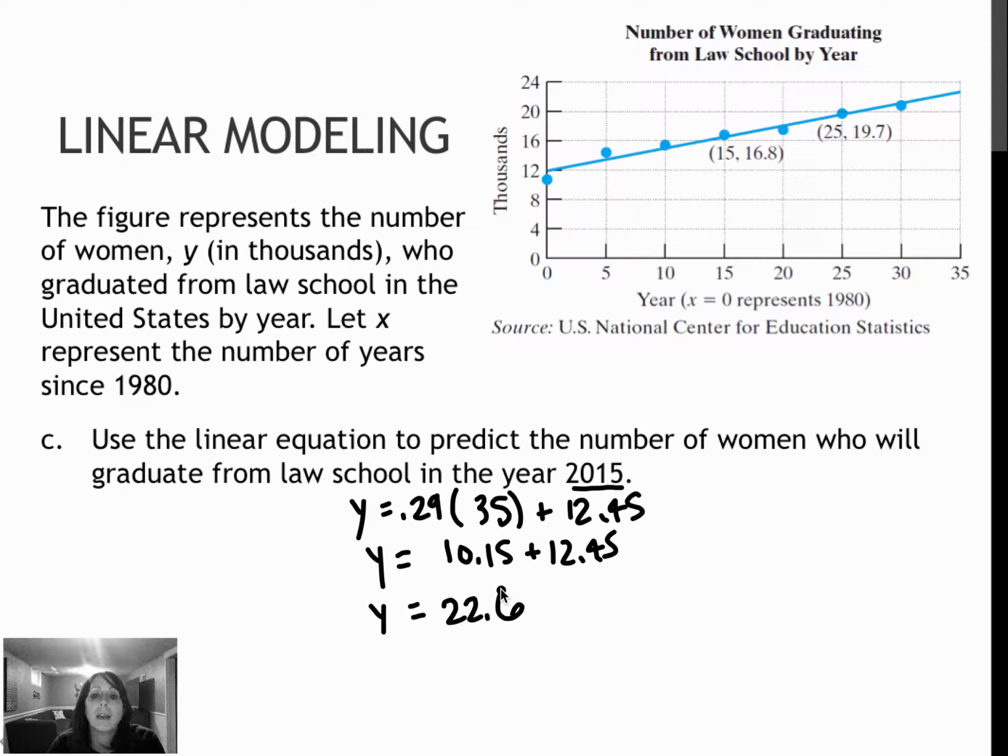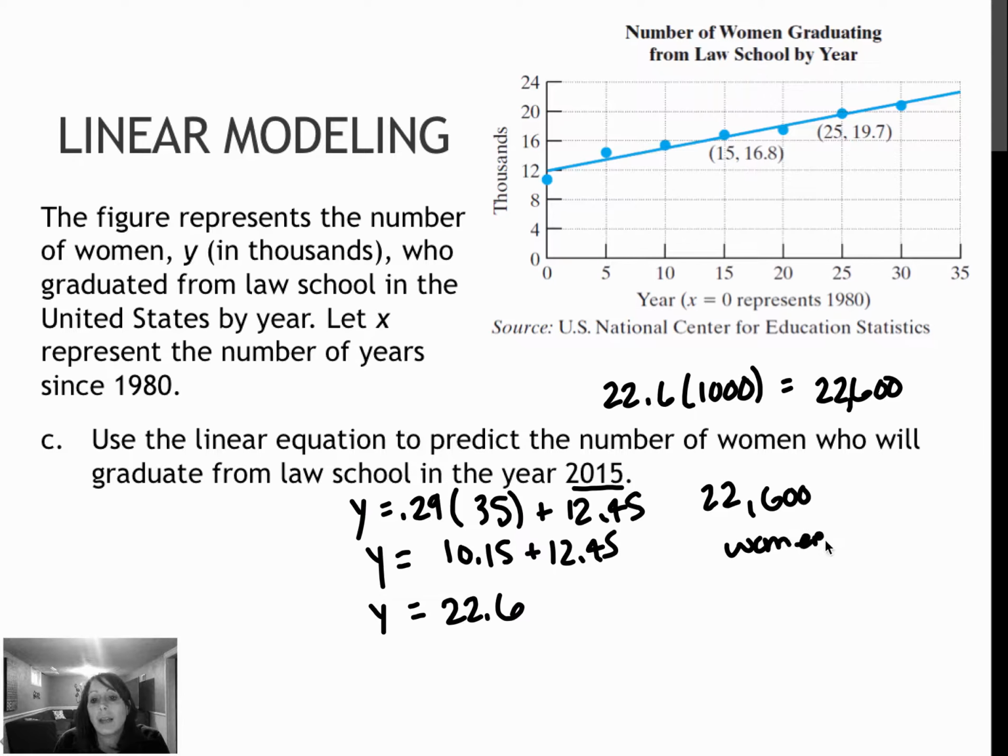And again, if I am now trying to use that to predict the number of women graduating from law school, instead of saying 22.6 and that number is in thousands, I'm going to take 22.6 times 1,000, which I would move my decimal 3 places, which would give me this value. So 22,600 women. And again, I would write that as a sentence.